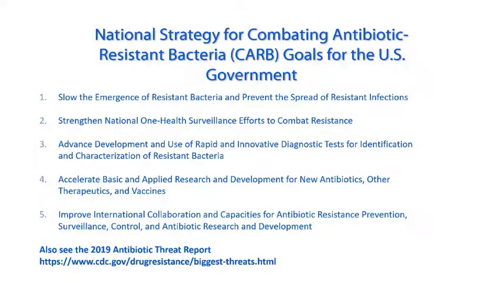So what are the next steps? Primarily, a lot of the funding that we use is AR funding, and this is based on the national strategy for combating antibiotic-resistant bacteria, the goals set by the U.S. government in 2013. And I won't read these, but since this came out, we also put out 2 antibiotic threat reports. The most recent one was last year, and you want to visit this link to learn more about what our research agenda will look like over the next 5 years.